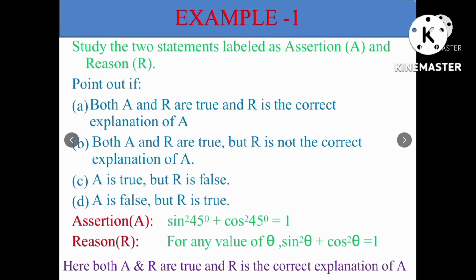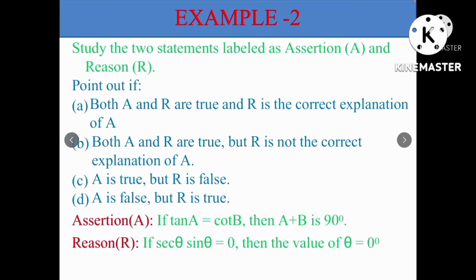Now comes the example number 2. Study the two statements labeled as assertion and reason, and here are the four alternatives. The assertion is given: if tan A is cot B, then A plus B is 90 degree. Cot B we know is tan of 90 minus B. So A equals to 90 minus B, means A plus B is 90. So the assertion is true.